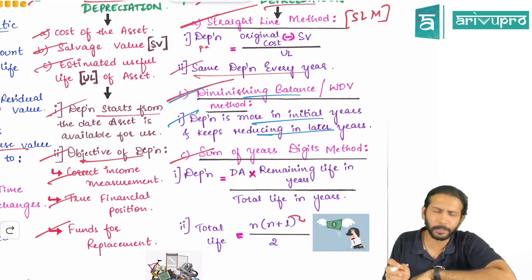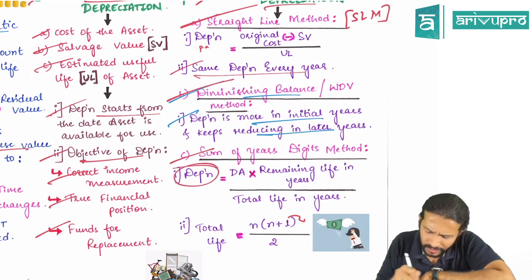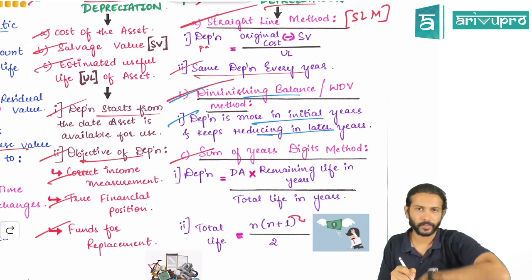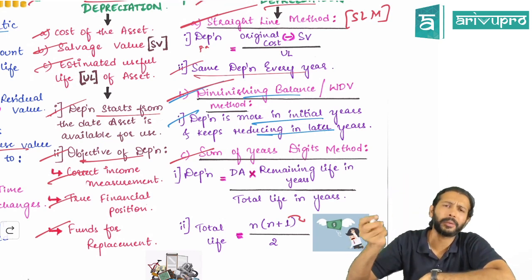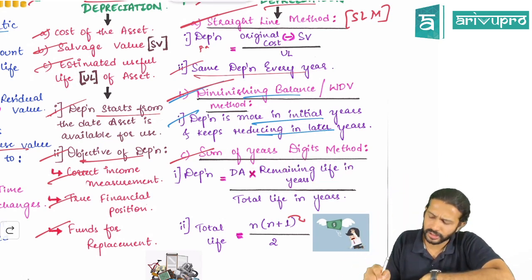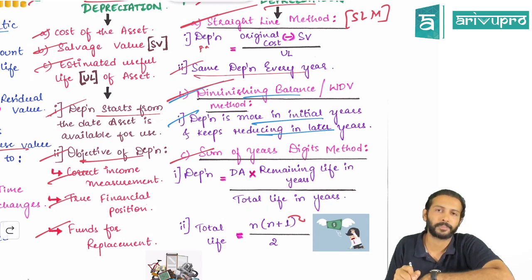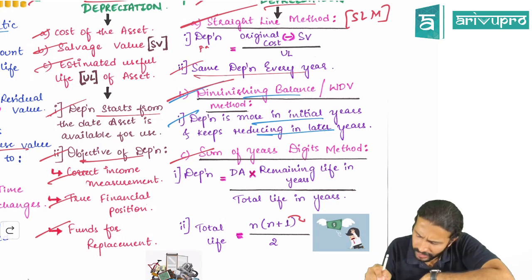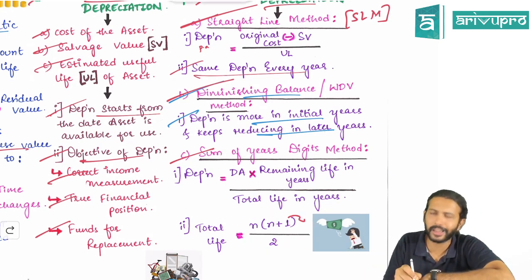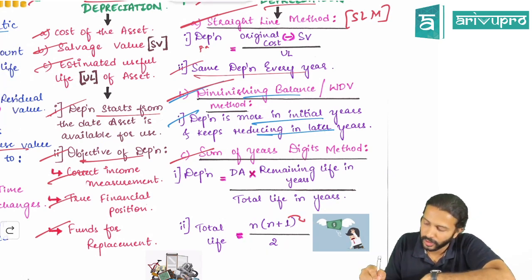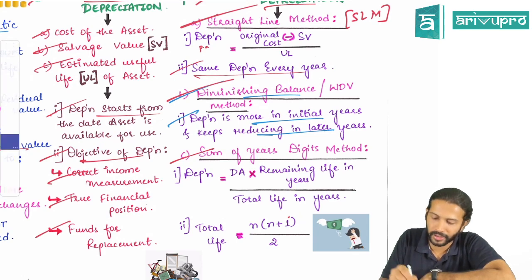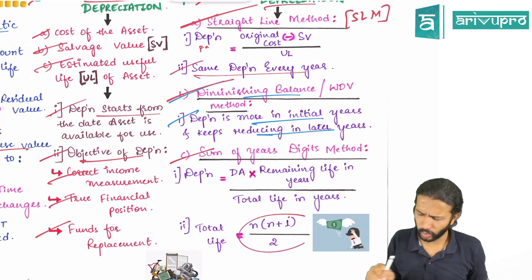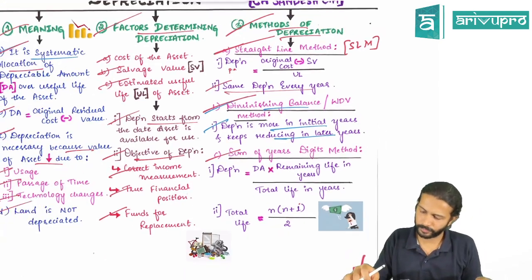First, how do you calculate depreciation under this method? Depreciation is given by DA, which means depreciable amount, multiplied by the remaining life in years, divided by total life in years. How do you get total life? There are a couple of ways to calculate it. One simple way is total life is given by the formula n into n plus 1 divided by 2. If you do n into n plus 1 divided by 2, you're going to get total life. I'll tell you a simple one also. If you want the easiest way, this is the one.